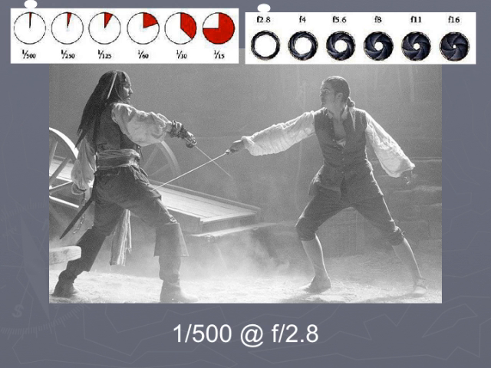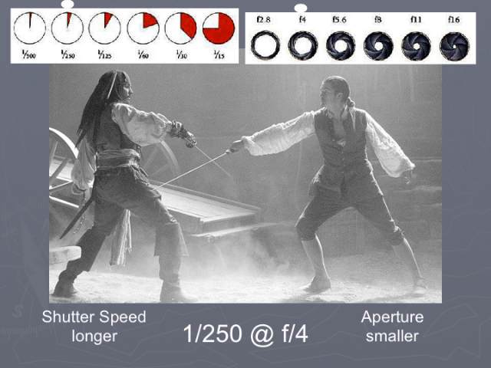What if we changed both of them? We go from 500 at 2.8 and change it to 1/250th. That's a longer exposure time, but also change the aperture to f/4. Okay, we're cutting them in half in both places. What happens to exposure? Well, they're the same. Okay, our image looks the same between the two exposures here, because one's letting twice as much light through and the other is cutting it in half.